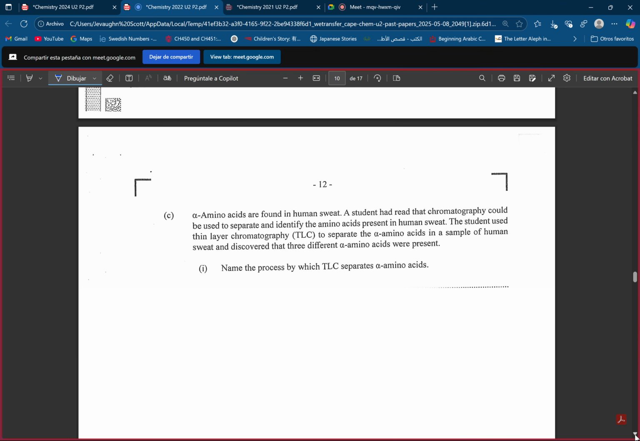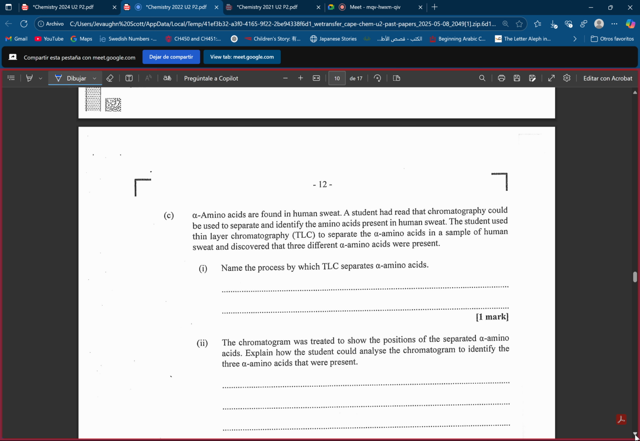Alpha amino acids are found in human sweat. A student had read that chromatography could be used to separate and identify the amino acids present in human sweat. The student used thin layer chromatography to separate the alpha amino acids in a sample of human sweat and discovered that three different alpha amino acids were present. Name the process by which a TLC separates alpha amino acids.